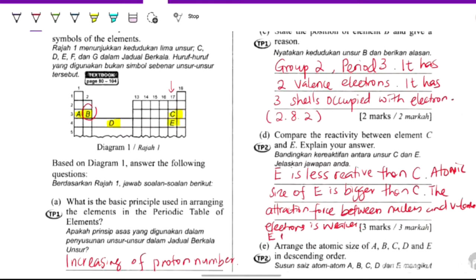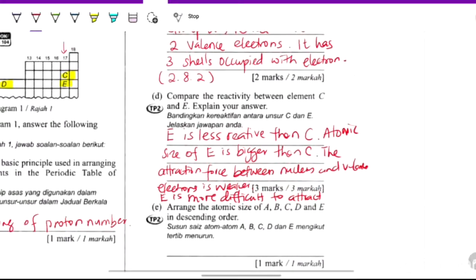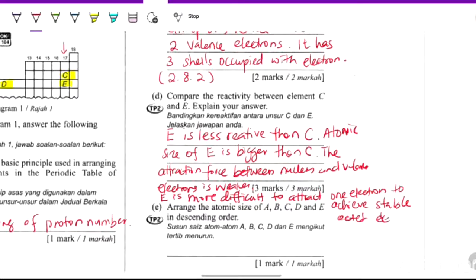Meaning that E is more difficult to attract one electron to achieve a stable octet electron arrangement compared to C.